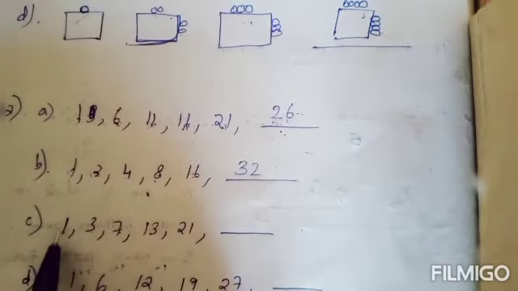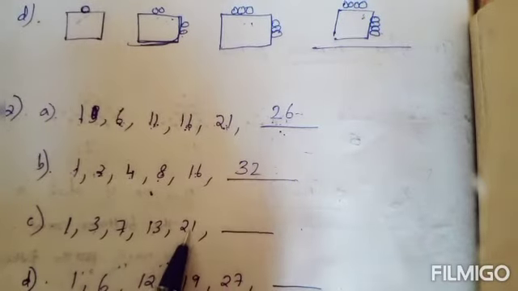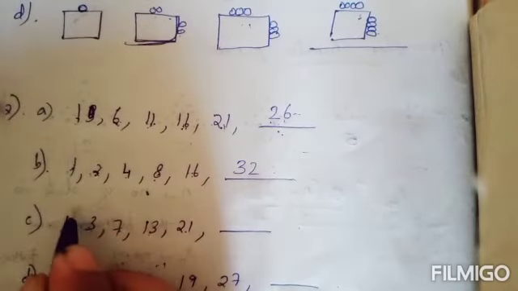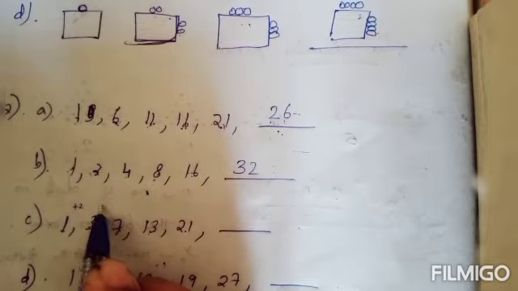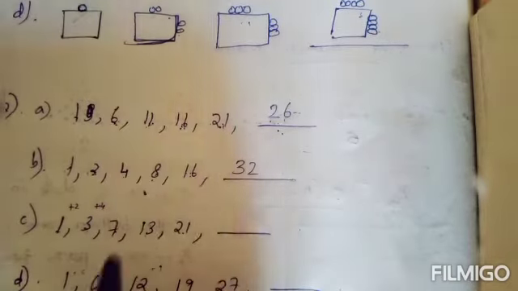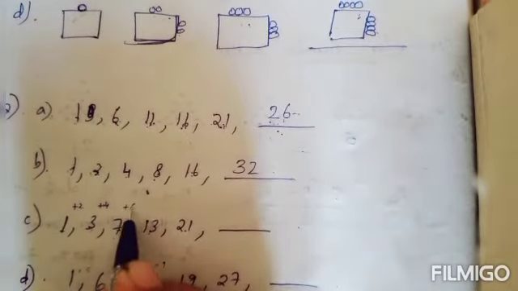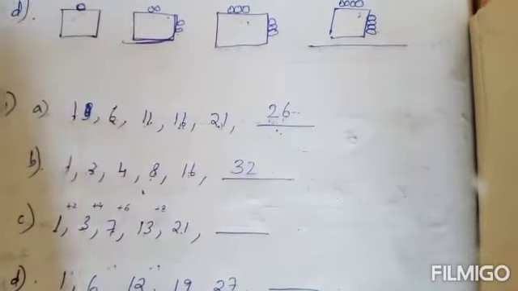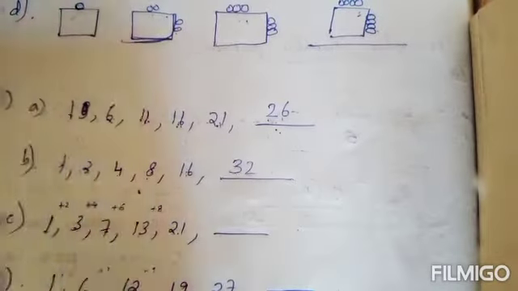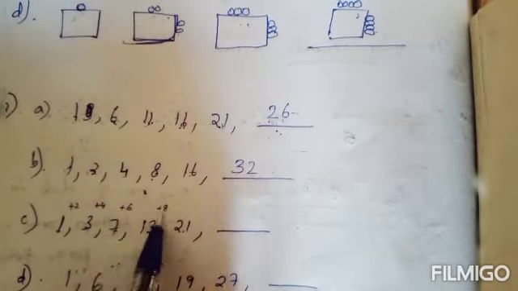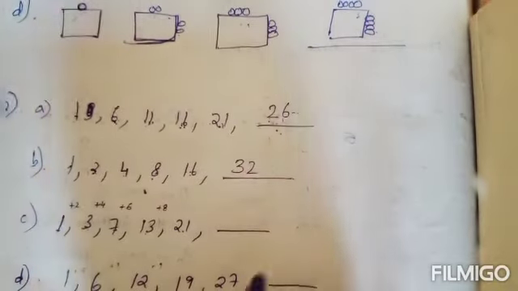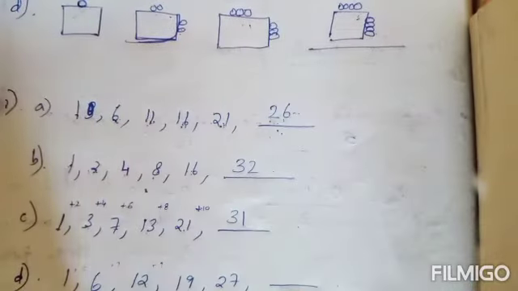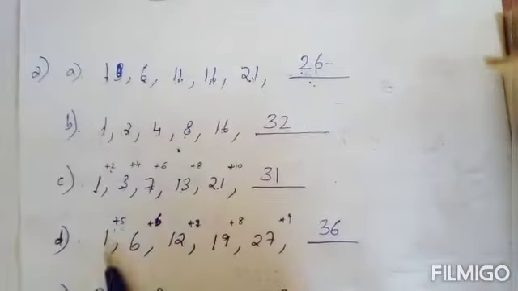Next C, 1 3 7 13 21. 1 plus 2 is 3. Now 3 plus 4 you will get 7. 7 plus 6 you will get 13. 13 plus 8 you will get 21. So what will be the next number? You can see here adding 2, 4, 6, 8. That is even numbers you are adding. So here next number will be 21 plus 10, that is 31.